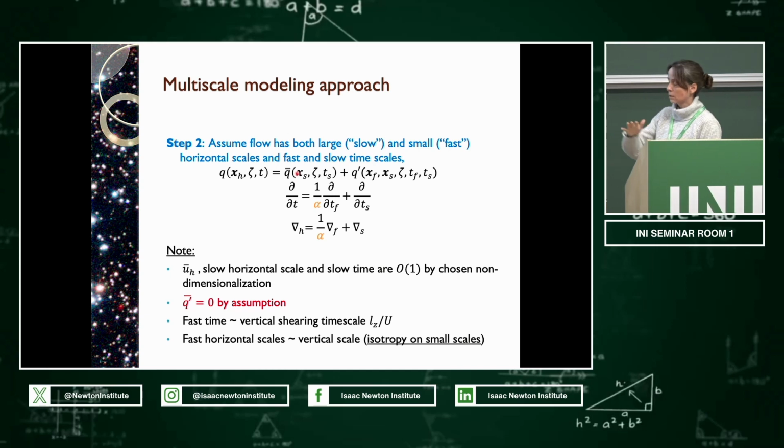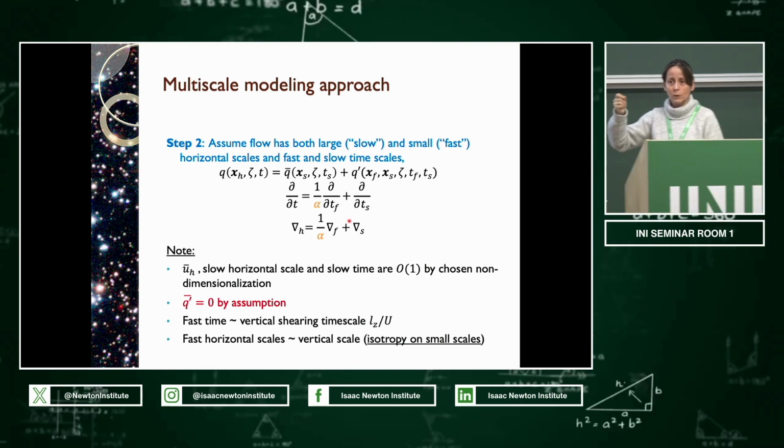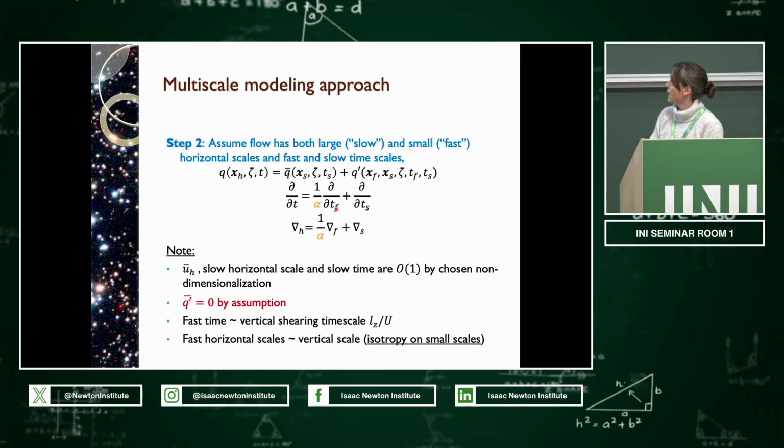So XS is going to be the horizontal variation of these large scale eddies, whereas XF is going to be the horizontal variation of the small scale eddies. In addition, now our horizontal gradient is going to be 1 over alpha grad F, so on the fast scale, plus a grad S on the slow scales. And associated with this horizontal rescaling, you need a new fast time scale, which corresponds to the little spin-up time of these small scale eddies. And that fast time scale TF is also T over alpha. So you end up with d by dt is 1 over alpha d by dtf plus d by dts.